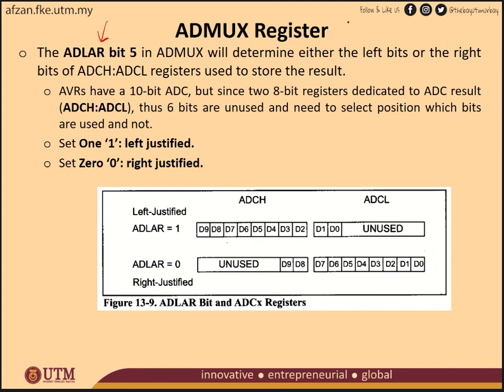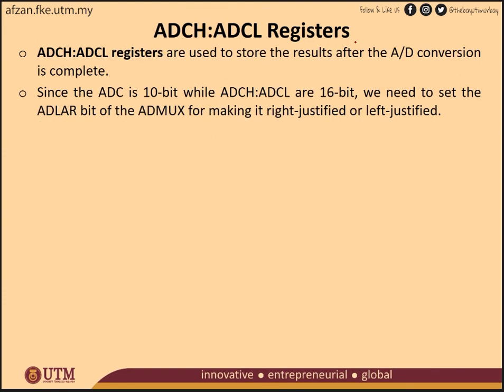So this is the ADMUX register. The second register that we need to know is your ADCH and ADCL register. Of course, this is the register to display your output. ADCH and ADCL are used to store the result after the analog-to-digital conversion is complete.